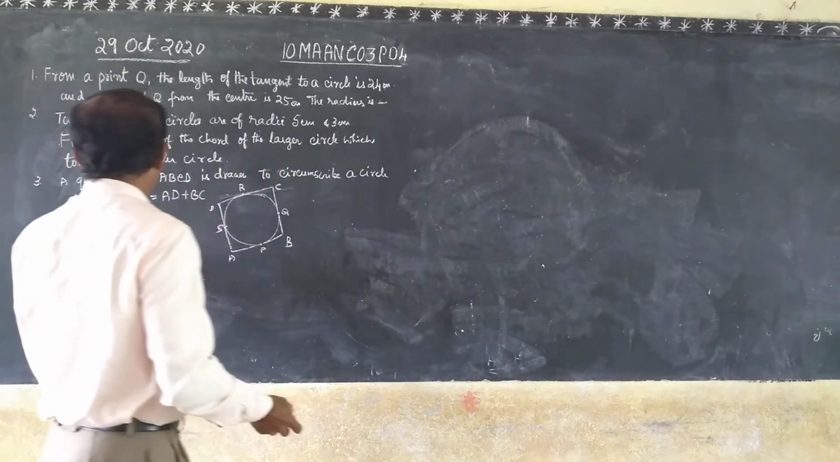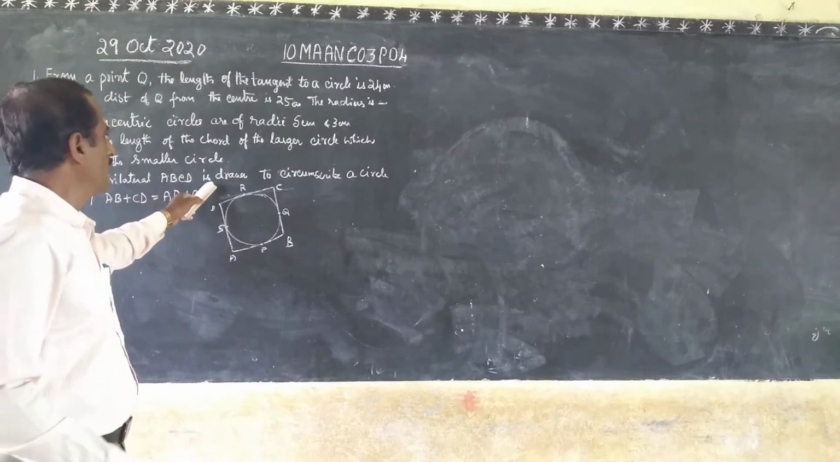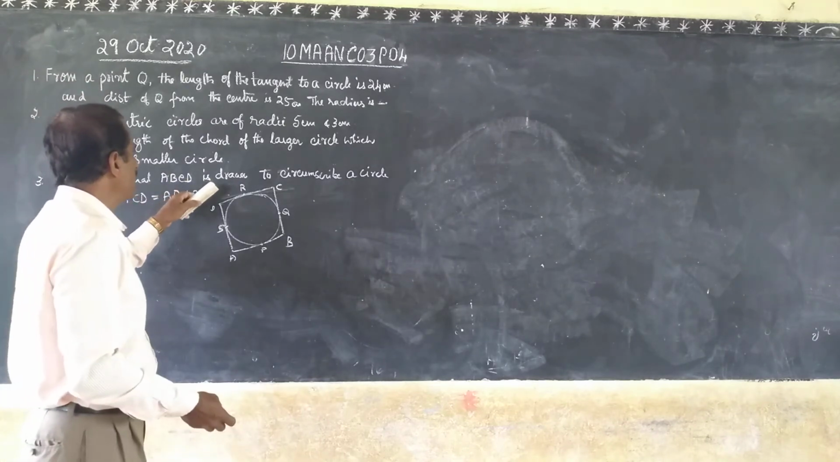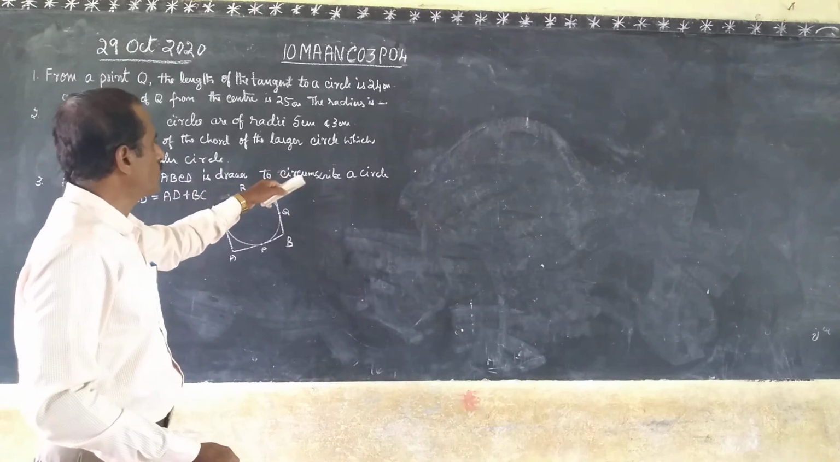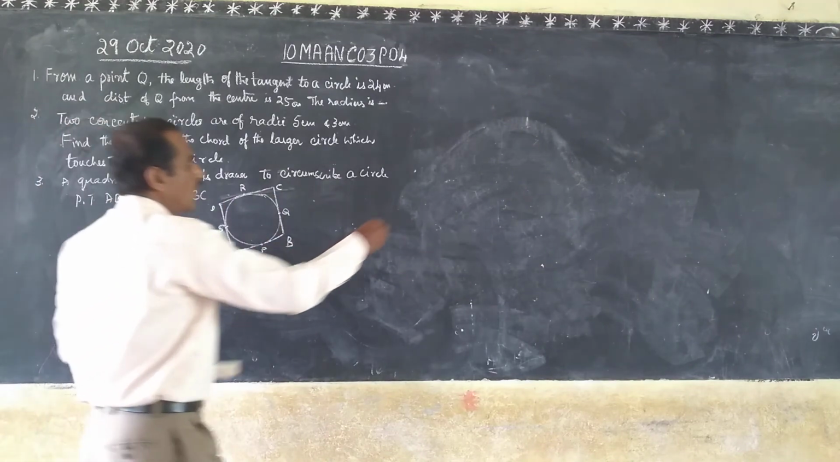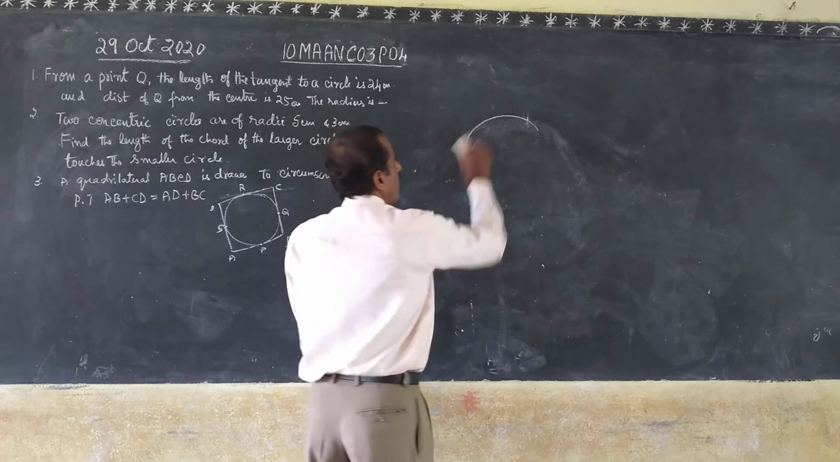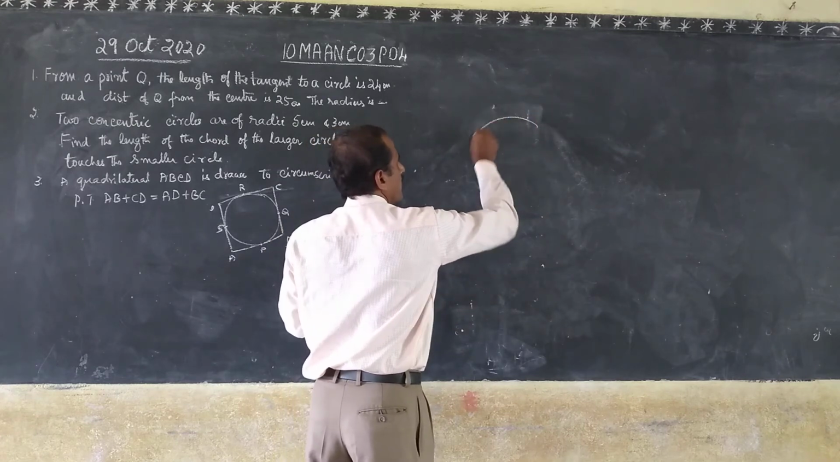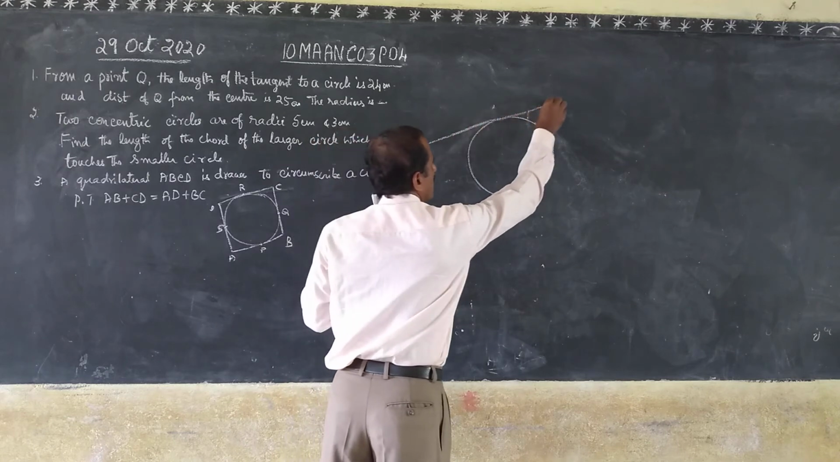Children, look here. A quadrilateral ABCD is drawn to circumscribe a circle. See, look at this figure. The same figure I will draw here. A quadrilateral ABCD.